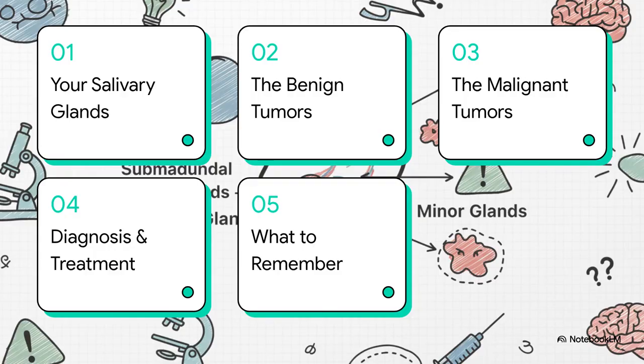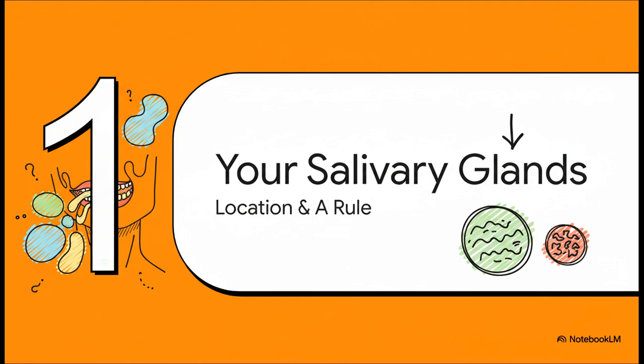Okay, so here's our game plan. We'll start with the big picture of the salivary glands themselves. Then, we'll get into the common benign tumors, and after that, the malignant ones and their warning signs. We'll wrap up with how they're diagnosed and treated, and of course, the key things to remember. Let's jump right in.